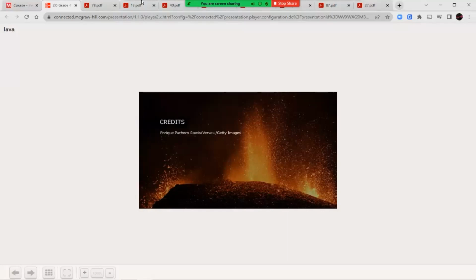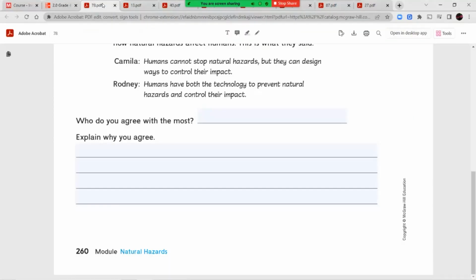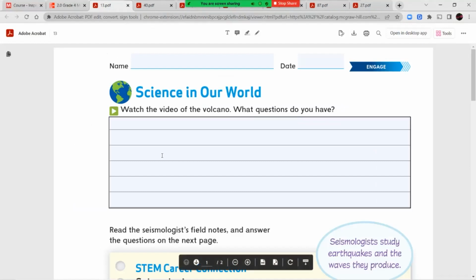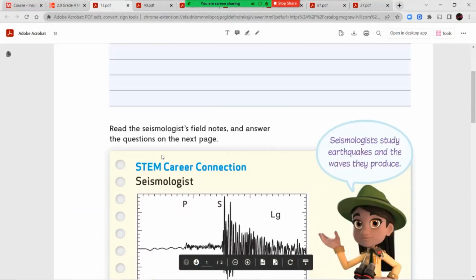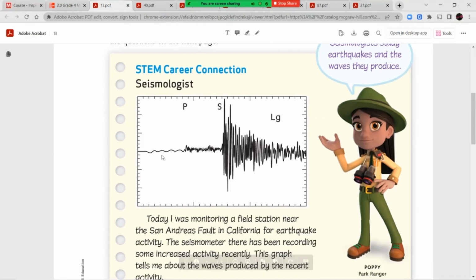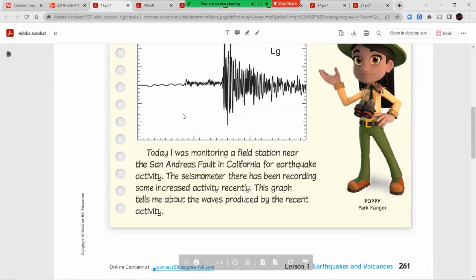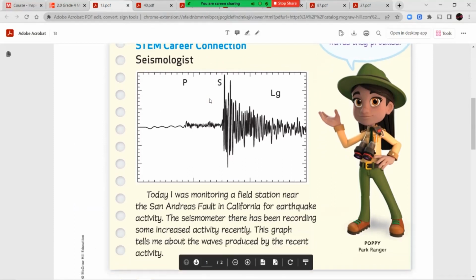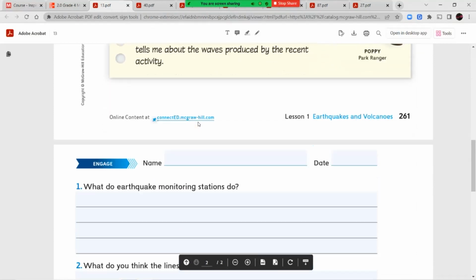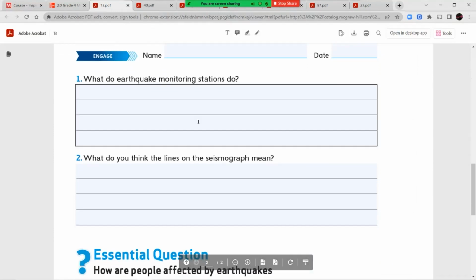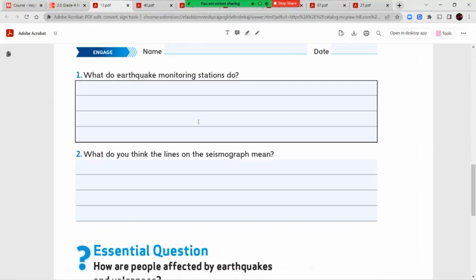Okay, now that you've gone through the video, let's go ahead and start writing down any questions that you have. So write down at least 3 questions. Then you're going to read about the STEM career connection of a seismologist. Here you have a very short reading passage and you have a picture. Once you've gone through that, go ahead and answer the questions on the following page.